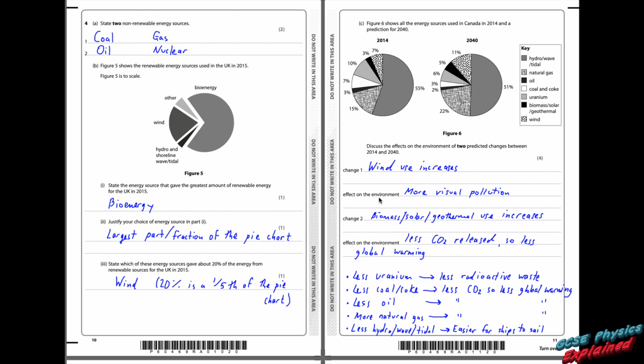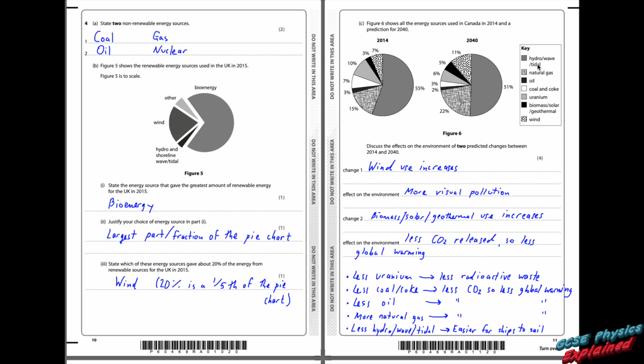What effect will that have on the environment? Well, there'll be more visual pollution because those wind turbines are pretty big. Visual pollution just means something's going to get in the way when you are looking. You're not going to be able to see the nice countryside anymore because there's a great big wind turbine in the way.